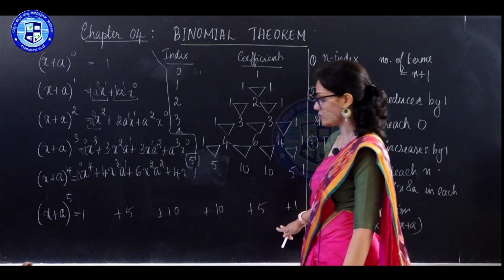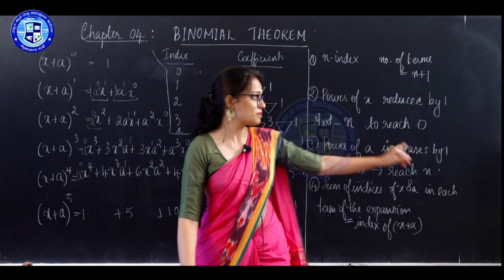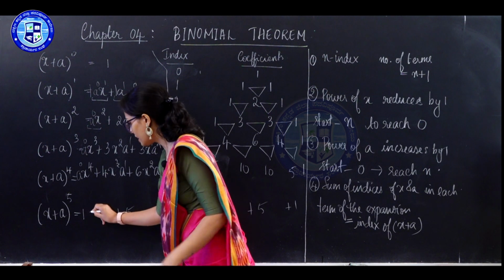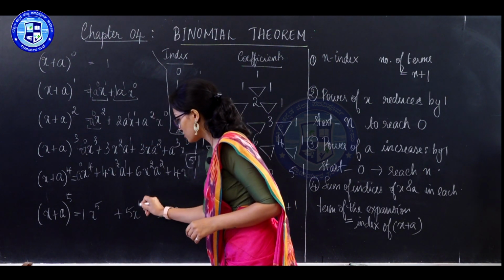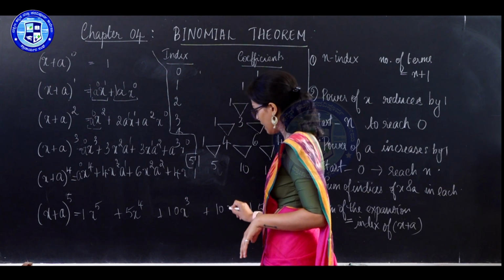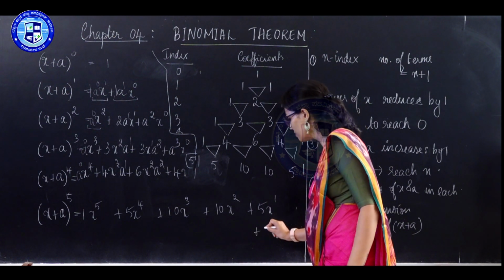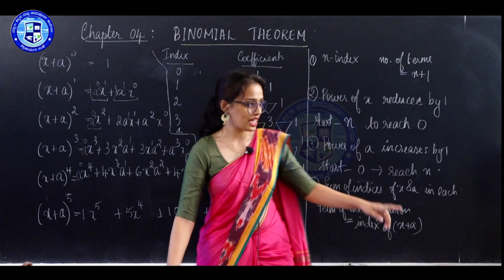Okay, 6 coefficients are there, so there will be 6 terms. What is happening in the second observation? You see, the power of x reduces by 1. So we start with x to the power 5, reduces by 1, so this will be x to the power 4, x to the power 3, x to the power 2, x to the power 1, and the last term will have x to the power 0. Go for the next observation.